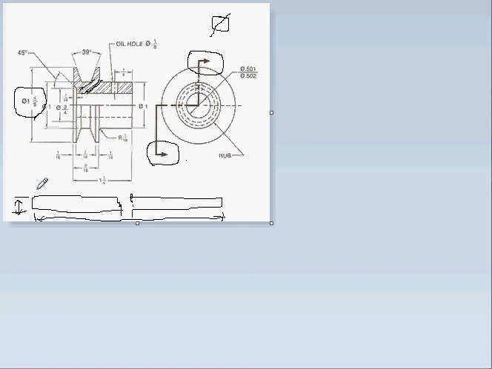So that's one symbol that we will use. Another symbol that we use would be this R value right here on this dimension. That means there's a radius of 1/16 right in there. Now, we will also get into a little bit more of the symbols whenever I pull it up on another video.